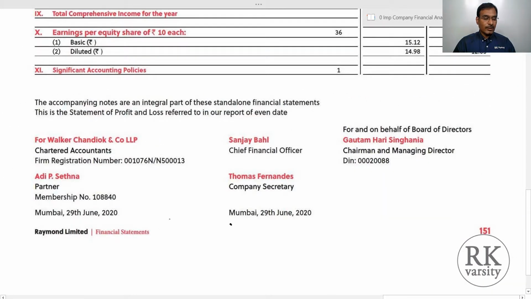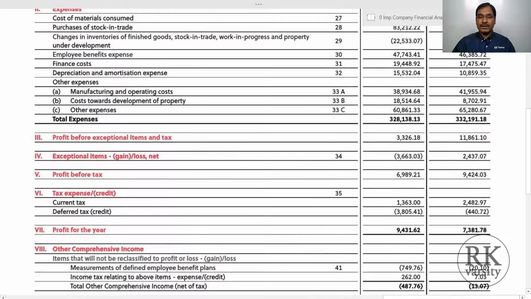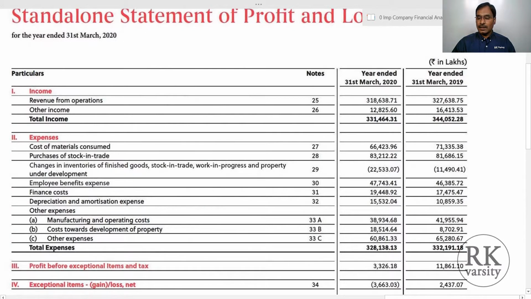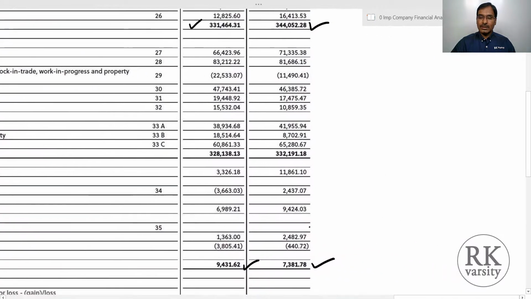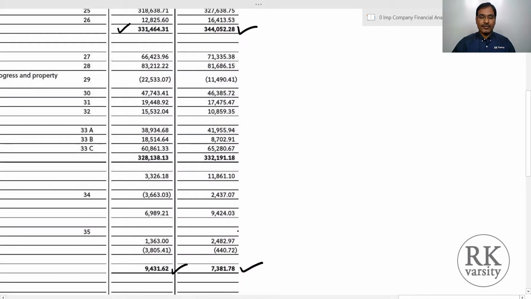This is a standalone profit and loss account for Raymond India Limited. So here it is Raymond India Limited, and for the 2 years, as I told you, we will consider the amounts of rupees total income. This is in rupees lakhs, whereas profit for the year is here. So you have a profit for the year. Using these two values, we'll calculate the net profit margin.